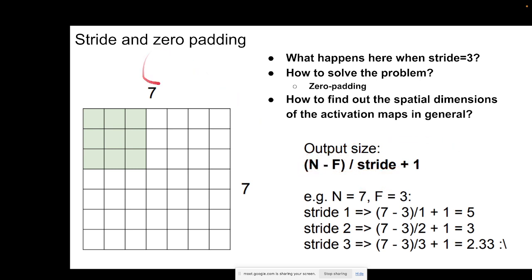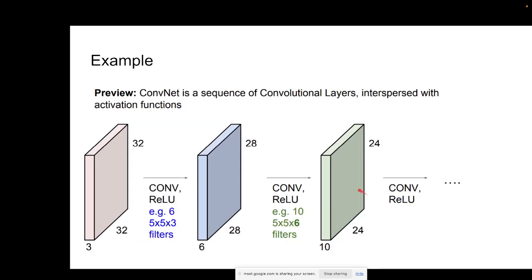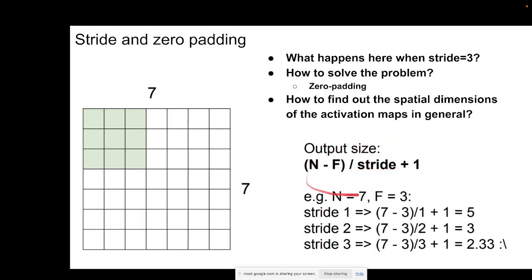So n here is 7, which is the image's dimension. F is the filter size, and you divide by the stride and add 1. This is your output activation map dimension. You already know the third dimension, it's just the height and width we are talking about. For example, n equal to 7, f equal to 3. So now you know why we started with 32 cross 32 and went to 28 and 24. Now you will be able to grasp it. So you have to remember this formula.